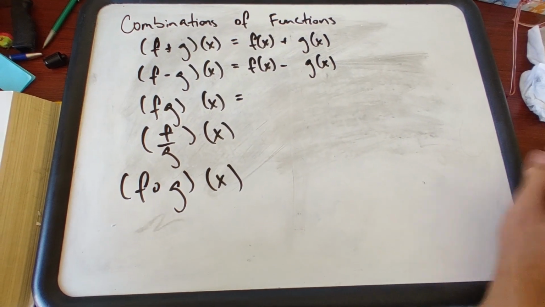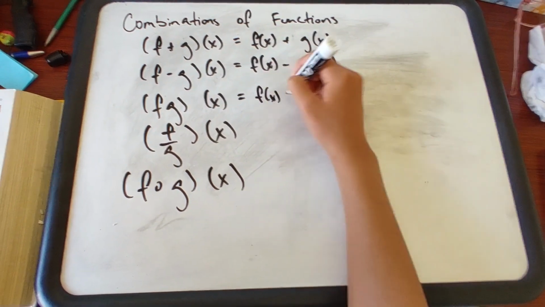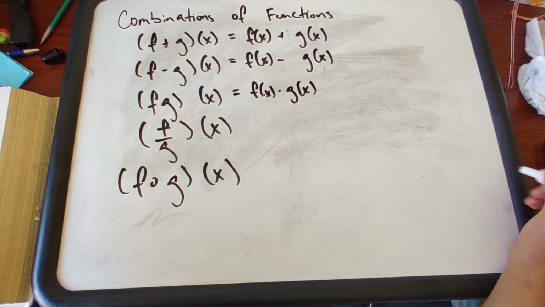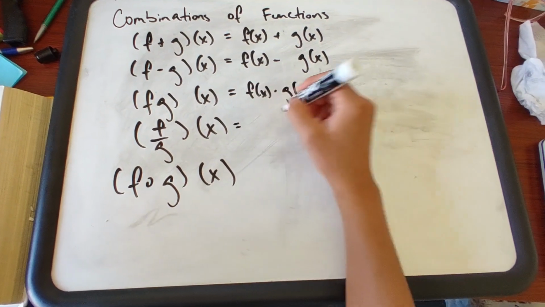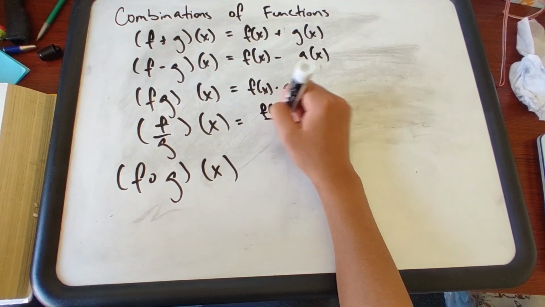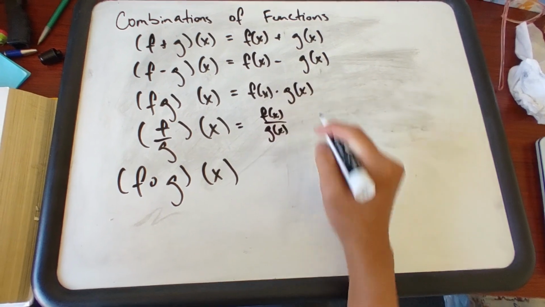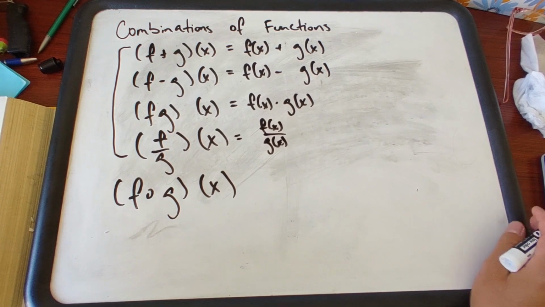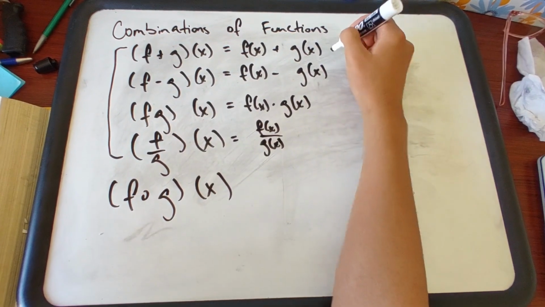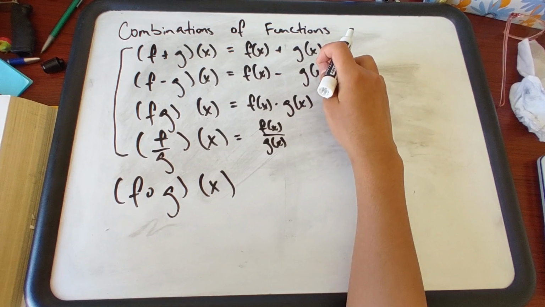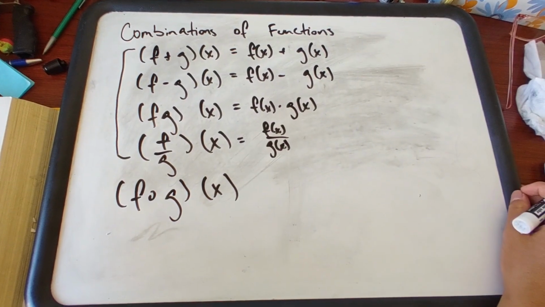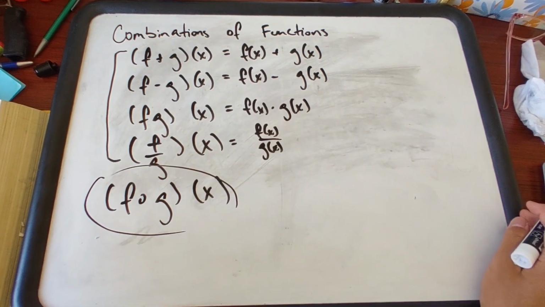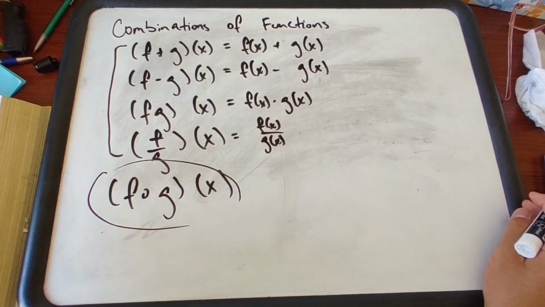But then for the multiplication, it'll be f of x times g of x, and for f over g of x, that would be f of x over g of x. So in a way, when you see this, you don't really have to be intimidated. If you distribute it, it ends up just being one function plus another function, one function minus another function, and so on. But this one is a bit tricky because we've never seen anything like this before when we added numbers and stuff.